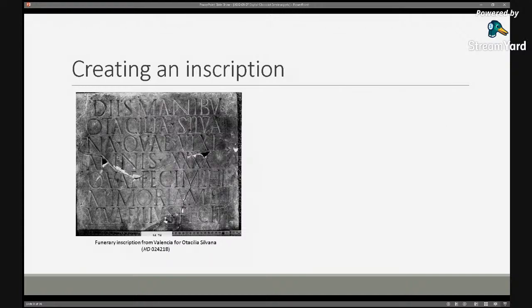So what have these scholars managed to discover about how inscriptions were created? Well, there seem to have been three main stages in the process. The first is that the text was drafted. So somebody would come to a workshop, for instance, and they would discuss the text that they wanted, and the wording would be decided at this stage.